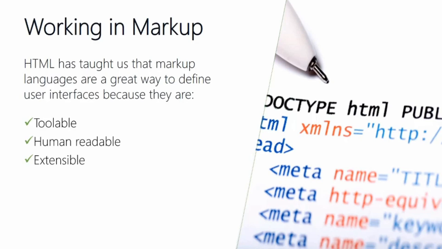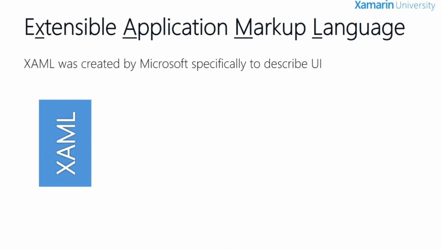Markup languages are also human readable. That means that if you want to get into the details, you can just very easily read the markup, make small changes here and there. You really don't have to understand it too much to be able to make fine-tuned changes. And finally, markup languages are extensible, meaning it's very easy to add new features to the language. For example, supporting new tags. XAML stands for Extensible Application Markup Language, and like I said, it was designed specifically to describe user interfaces.